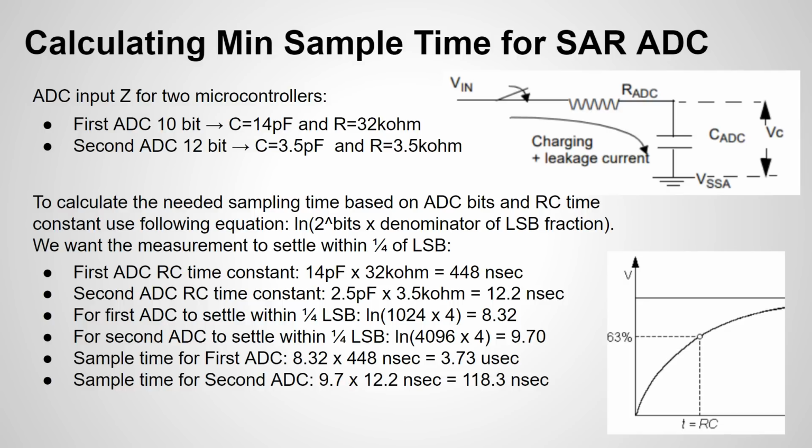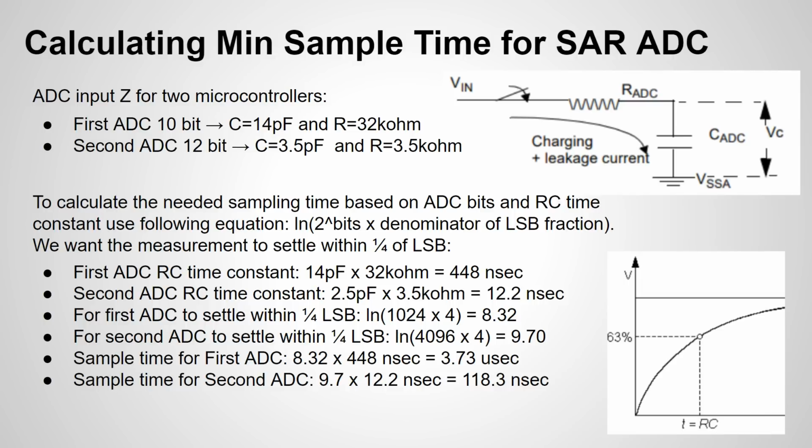Now this equation, natural log of 2 to the power of the number of bits to the denominator of the least significant bit fraction, comes from a derivation. Now I'm not going to go through the derivation. I just copied it out of this application note and put it in here. I will provide a link in the video description to this application note in case you want to see how they derive this. But this is basically creating a multiplication factor of the RC time constant to determine how long we need to sample our signal to get a good accurate representation of it in this capacitor.